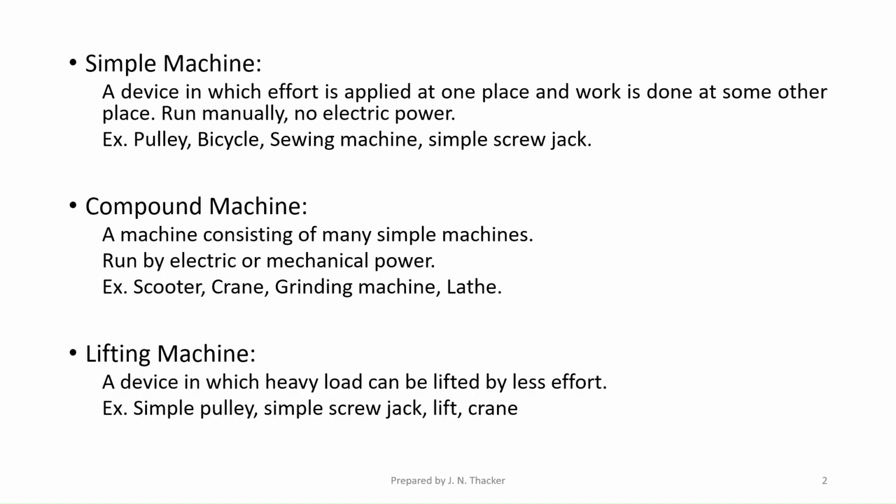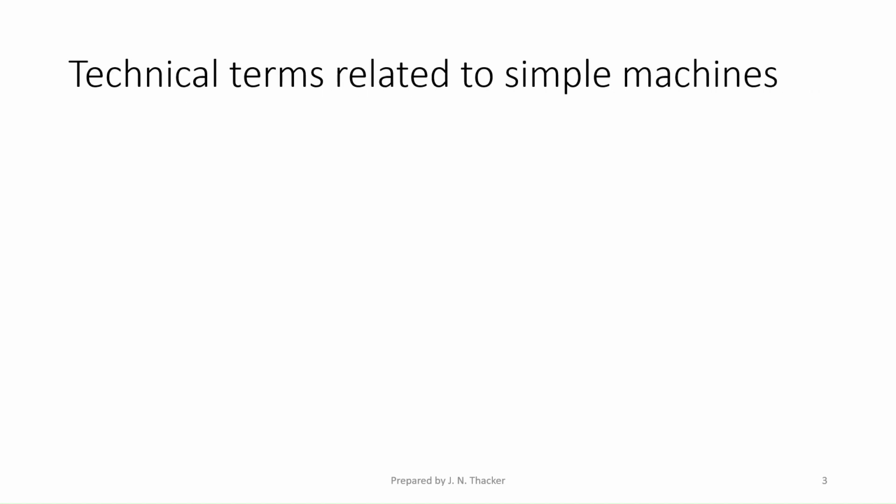And then there are lifting machines, a device in which a heavy load can be lifted by less effort, right? You are lifting a very heavy load by putting in very little effort. So these are your lifting machines. Examples are simple pulley, simple screw jack, lift, and crane. So these are some simple but important definitions. Next, we will learn some technical terms related to simple machines.